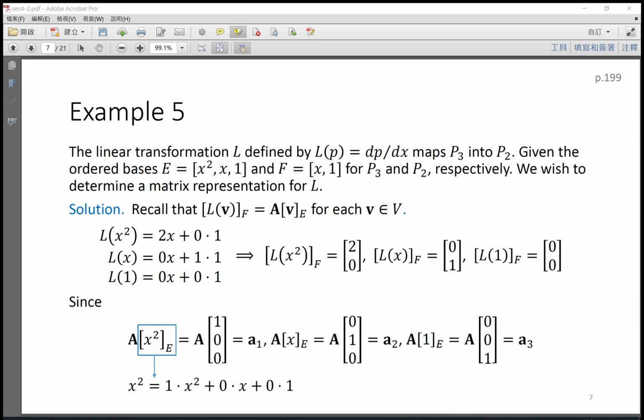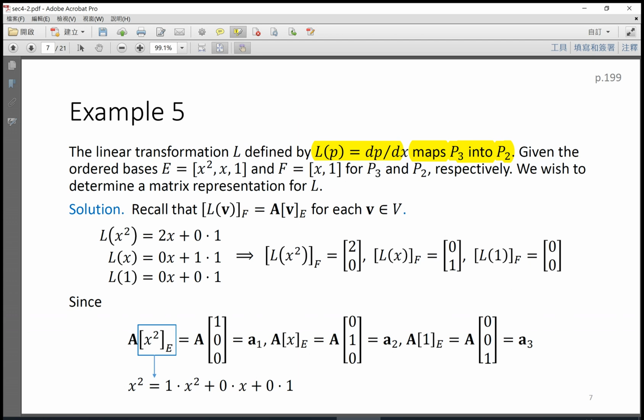Next, we will use example 5 to illustrate how to apply theorem 4.2.2. Let L be the differentiation operation that maps P3 into P2. Because L is the differentiation operation, the highest order of the input polynomial will be reduced by 1, and hence the codomain is P2.